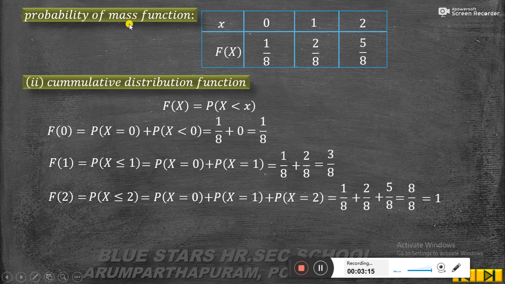Now we find the probability mass function for x equal to 0, 1, 2. I substitute the k value. Therefore f of x equal to 1 by 8, 2 by 8, 5 by 8. This is the probability mass function.